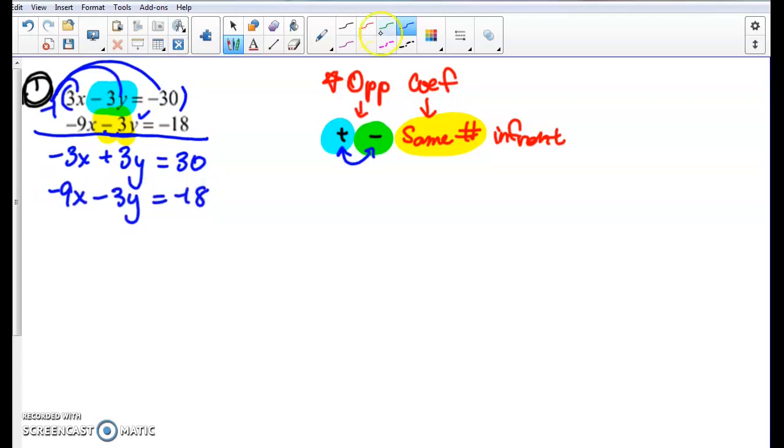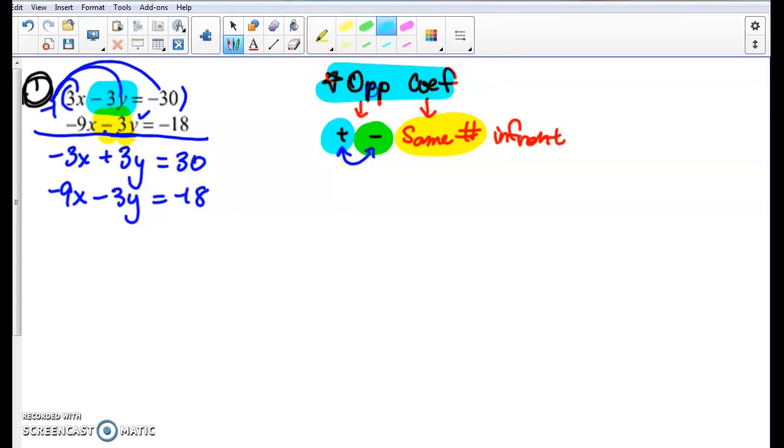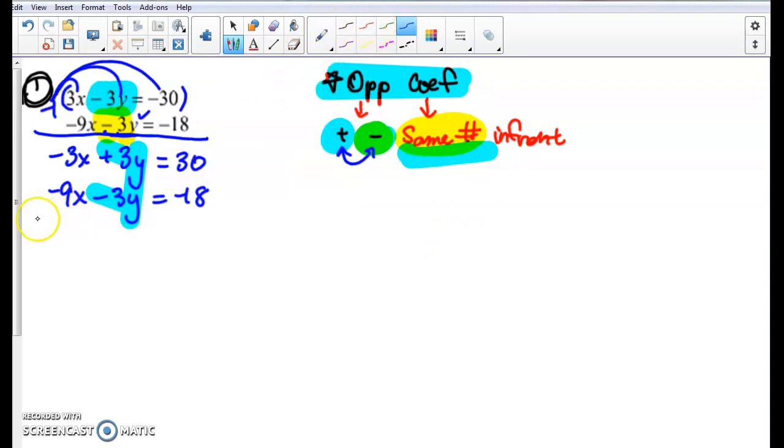Now, before we do anything else, we have to go back over here and check for the opposite coefficients one more time. So we're focused on our y's like we did last time. I now have a positive 3y, and I have a negative 3y. So that means they're opposite. One's positive, one's negative, and they're the same number in front. They're both 3. So we're good. We can now add these two equations together.